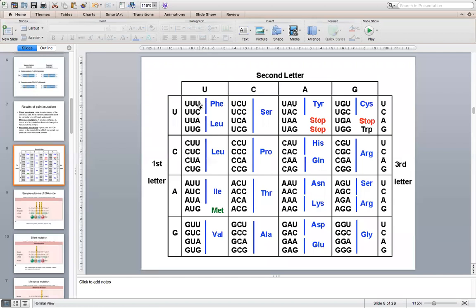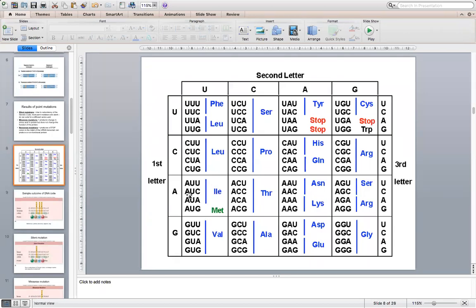In the silent mutation, for phenylalanine we have a triplet of uracil, or a doublet of uracil plus cytosine. In this case, this U is replaced by C, and we still have the same phenylalanine. That is, some mutation is taking place, but it does not cause any change.